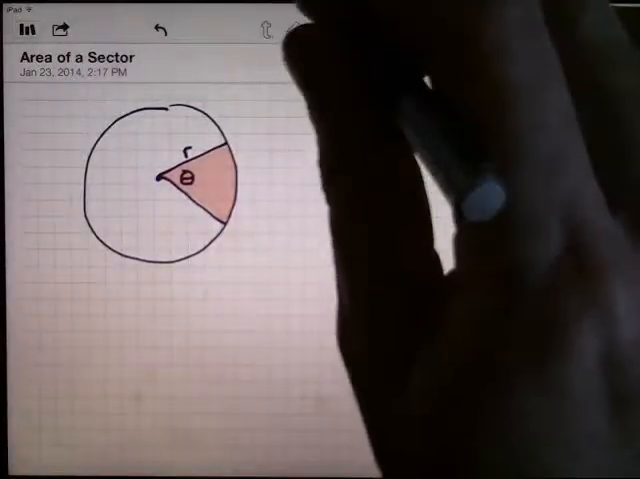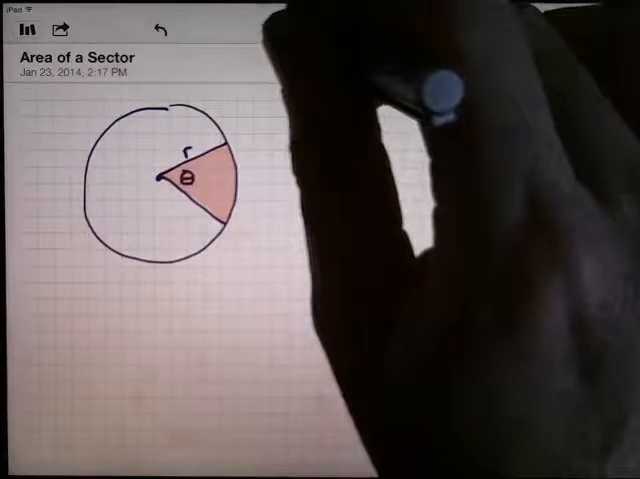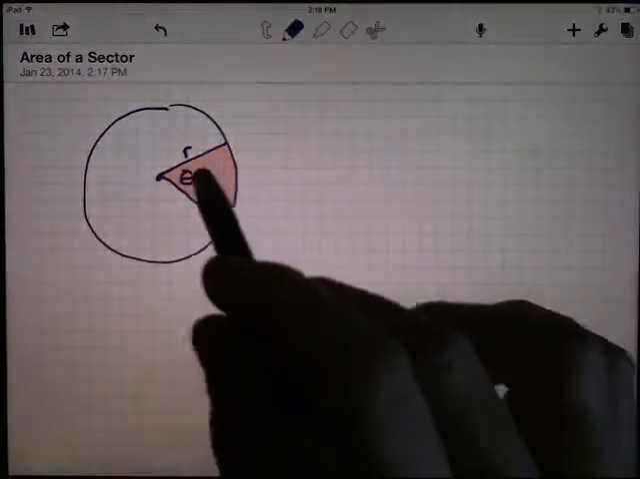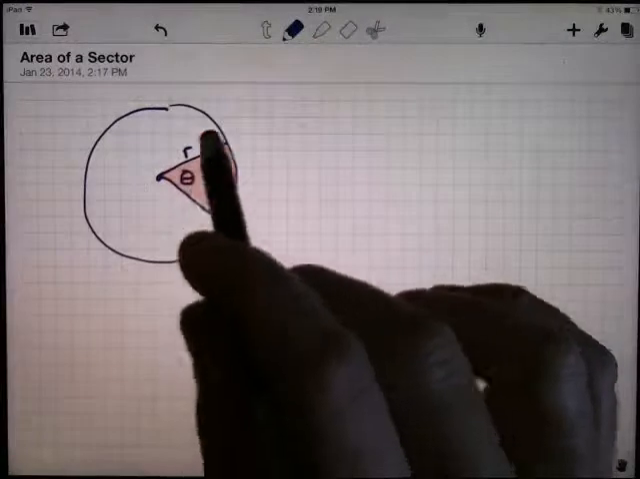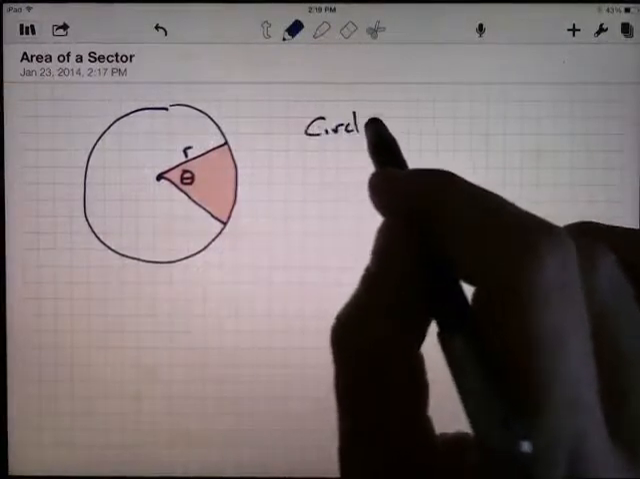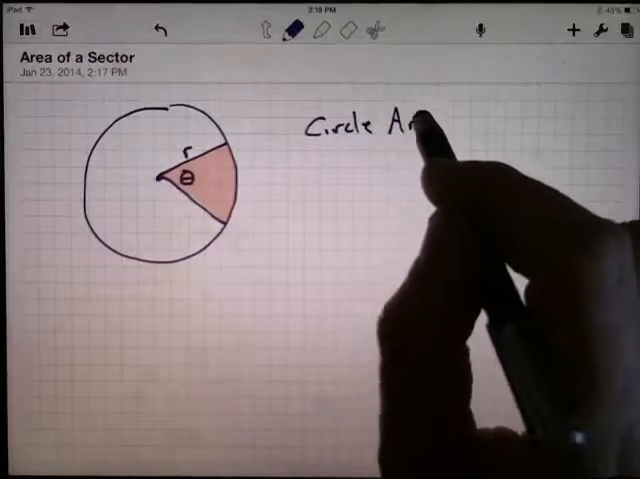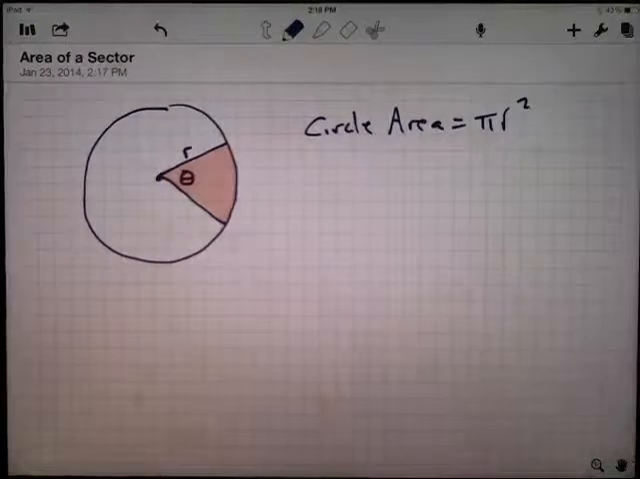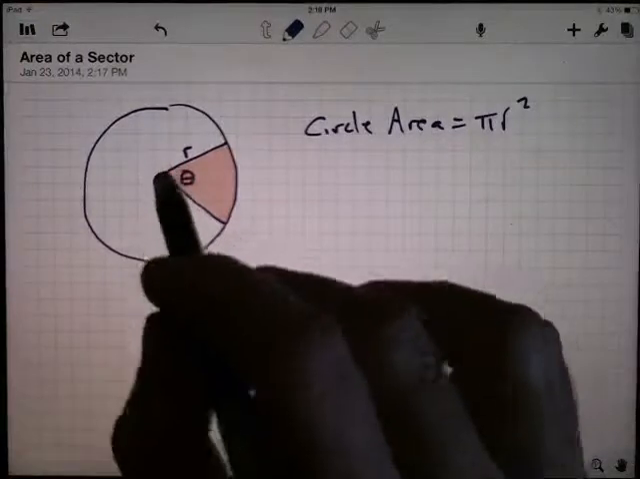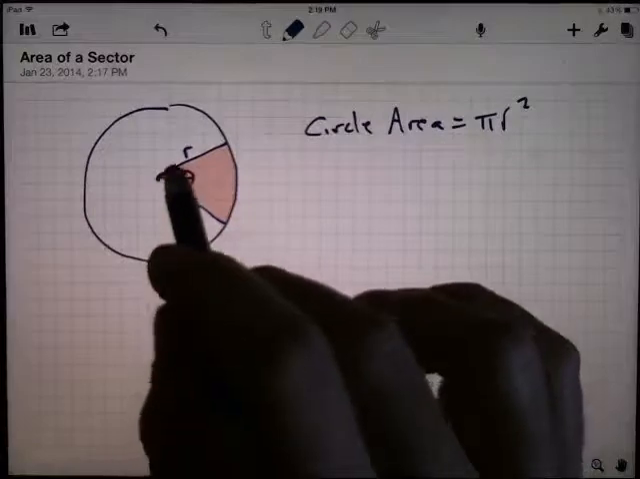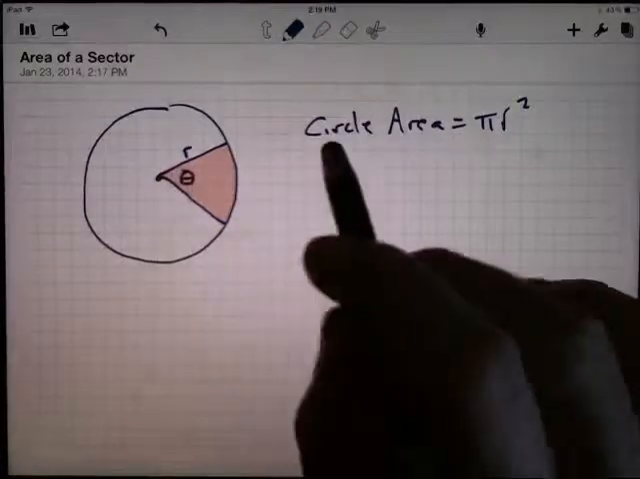There's a couple ways to think of this. One is, if you think of this as being a fraction of the circle, you could say, well, I know the area of the whole circle. The circle area is pi times the radius squared. You say, well, what fraction of that whole thing do I have? Well, all the way around would be 2 pi radians, and I've got theta radians right here.